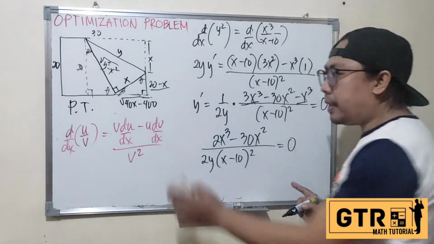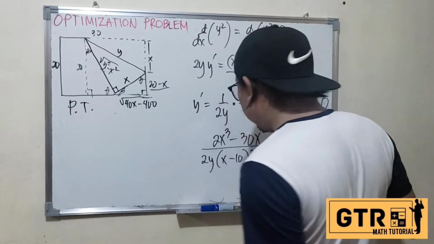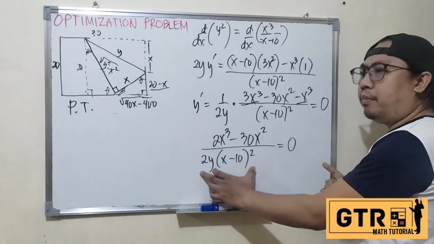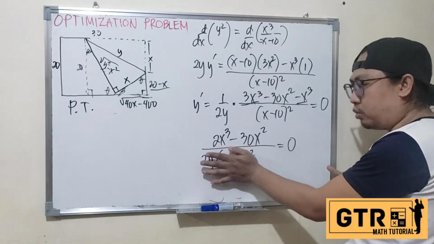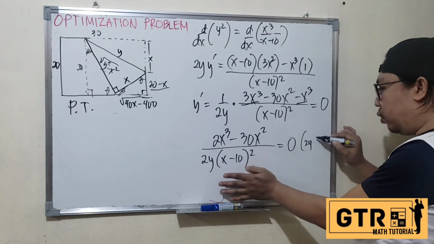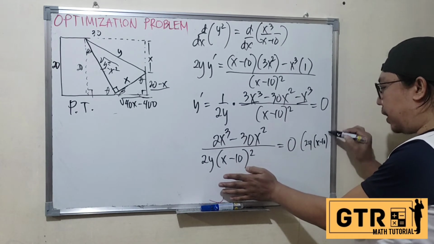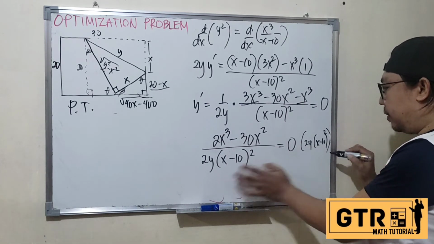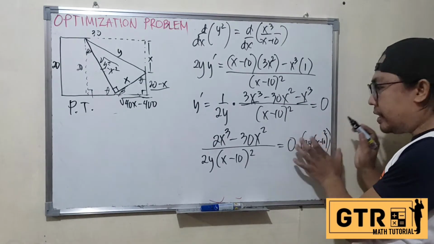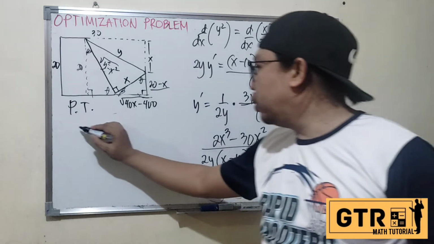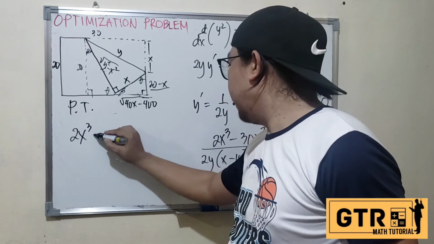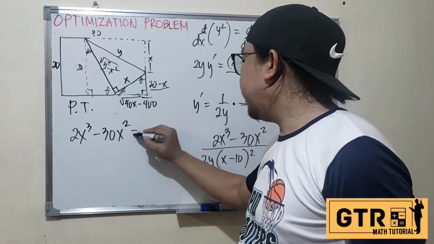Since the fraction is equal to 0, if we multiply both sides of the equation by the denominator, 2y times x minus 10 squared, the denominator will be cancelled out, and the right side will still be 0. Therefore, we have 2x cubed minus 30x squared equals 0.